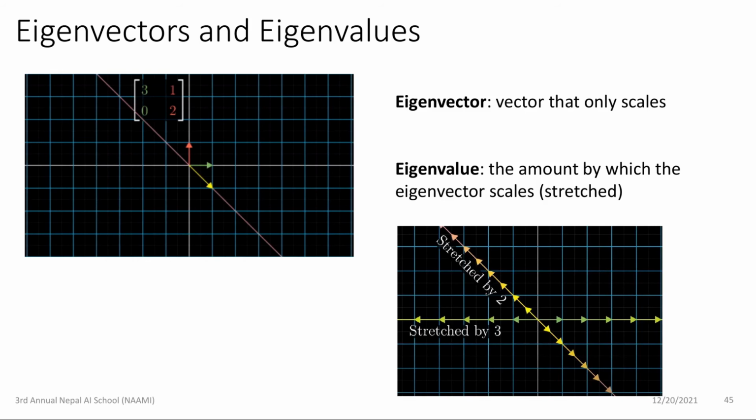Usually eigenvectors are represented in a normalized form such that their magnitude is always 1. And similarly, for the yellow vector, it is stretched by 2, so its eigenvalue is 2, and the vector is represented by this line with a magnitude of 1. So that's basically it. That's what eigenvectors and eigenvalues mean.